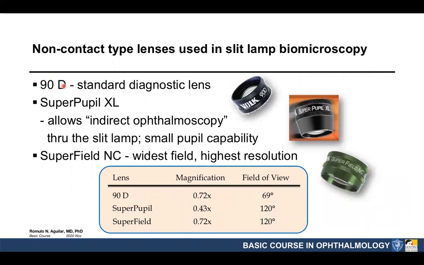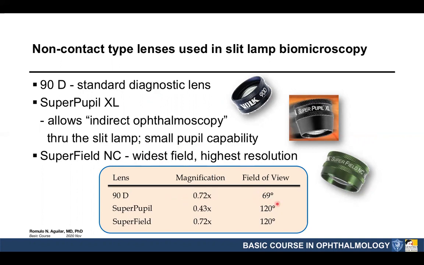90 diopter rather is your standard diagnostic lens. It's relatively cheap, and sometimes in some international conventions, these are actually given away. Now, other options would be your super pupil XL, which they say allows indirect ophthalmoscopy through the slit lamp. It also has a small pupil capability. And finally, your super field NC, NC standing for non-contact, will give you the widest field with the highest resolution. So probably it would be the better lens to invest in.